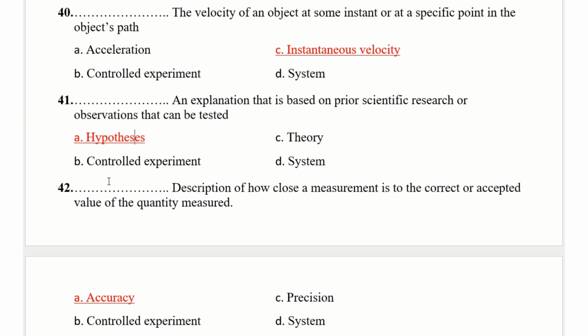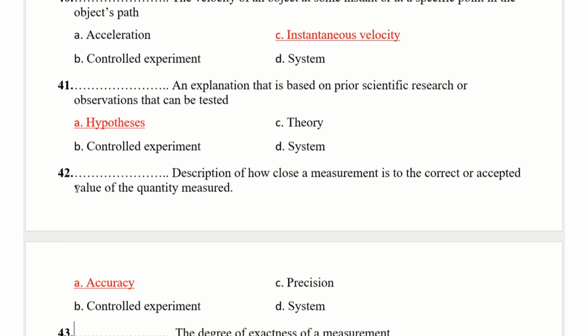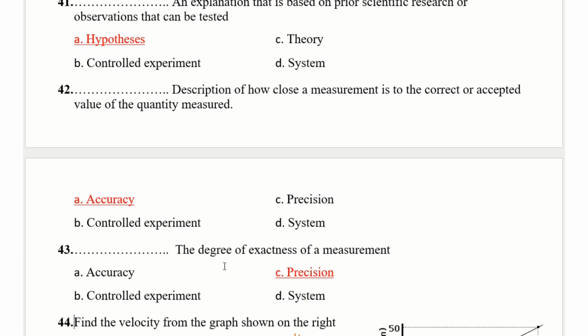Okay, 42. Description of how close a measurement is to the correct or accepted value. How close the measurement is to the accepted value, it's what? Accuracy. And the next one, the degree of exactness. The word exactness is what? Precision. Exactness, precision. And how close to the accepted value will be accuracy. Accepted value, don't forget. Accepted value, accuracy. Okay?